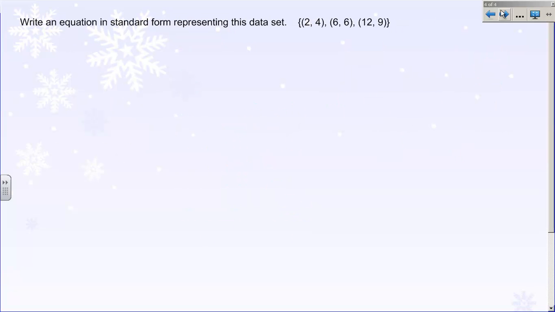This last problem, now we're going to be asked to write an equation in standard form, which if you remember looks like this: AX plus BY equals C, and A, B, and C have to be whole numbers, and A can't be negative. But they give me a data set. This isn't even written as a table. I just have 3 points.